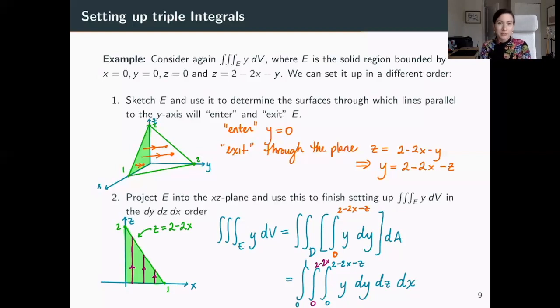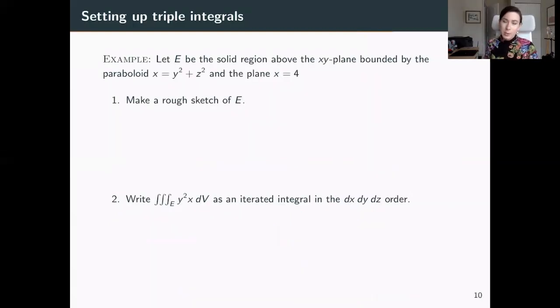Here's another example, and this one's going to be substantially harder to visualize and to graph. Here we're looking at the solid region E above the xy plane, bounded by the paraboloid given by this equation here, and the plane x equal to 4. First things first, we're going to want to draw a rough sketch of E. I encourage you to pause the video, draw this sketch, and then I'll have it done when you come back.